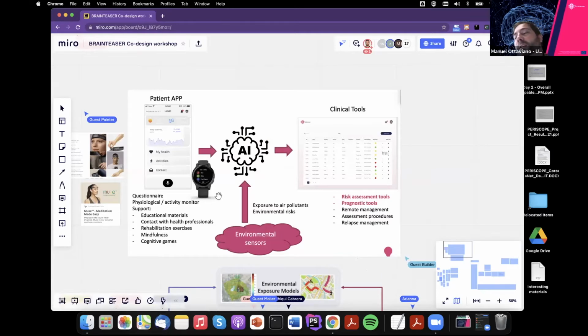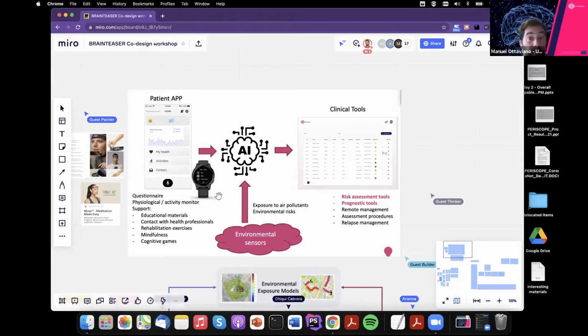Imagine that thanks to this tool, maybe the health professional will be able to anticipate a follow-up visit because, for instance, a symptom has been reported. So we hope that this will help to improve the management of the patient, thanks to this remote management, and also provide a more accurate assessment of the user, and support an early management of the relapse.